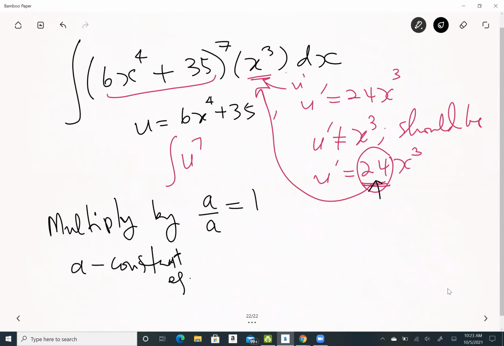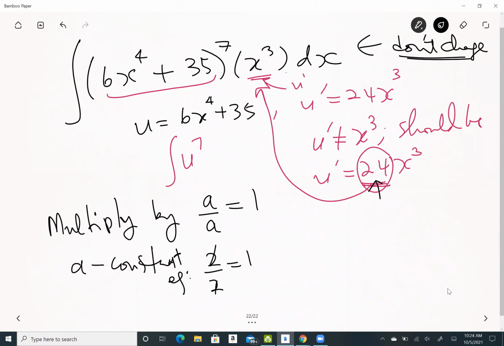For example, if I multiply by 2 over 2, that is equal to 1. So if I multiply by a constant over the same constant, the form does not change. You are not changing the equation because you are multiplying by 1. Nothing changed. So here, I need 24, which I'm short of because u prime is 24x cubed.